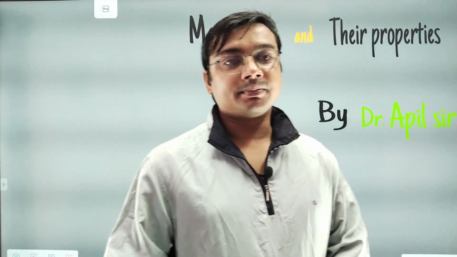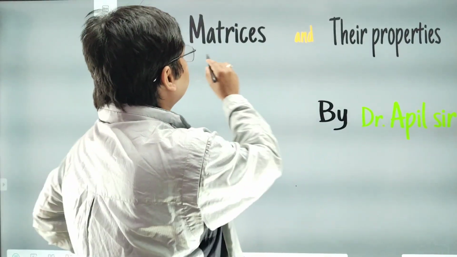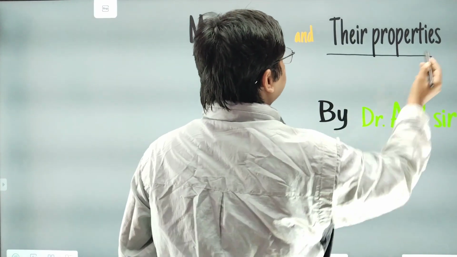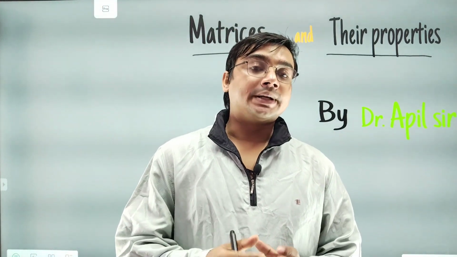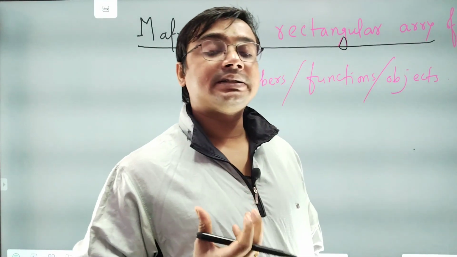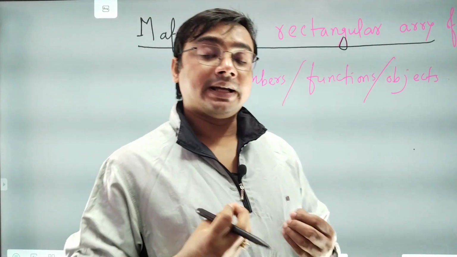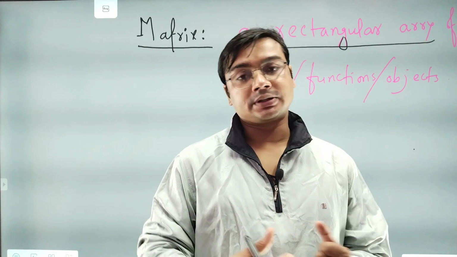Myself, Dr. Apiluddin Ahmed. So today I will start a new chapter, and the chapter is matrices and their properties. Basically, this chapter is a small portion of linear algebra. So it's a matrix. A matrix is nothing but a rectangular arrangement, or rectangular array, of some numbers or some objects or some functions.